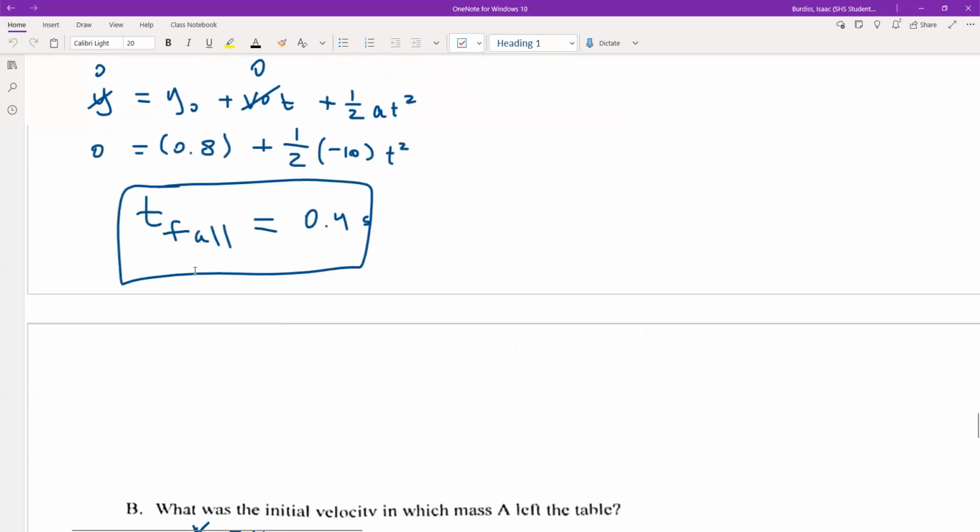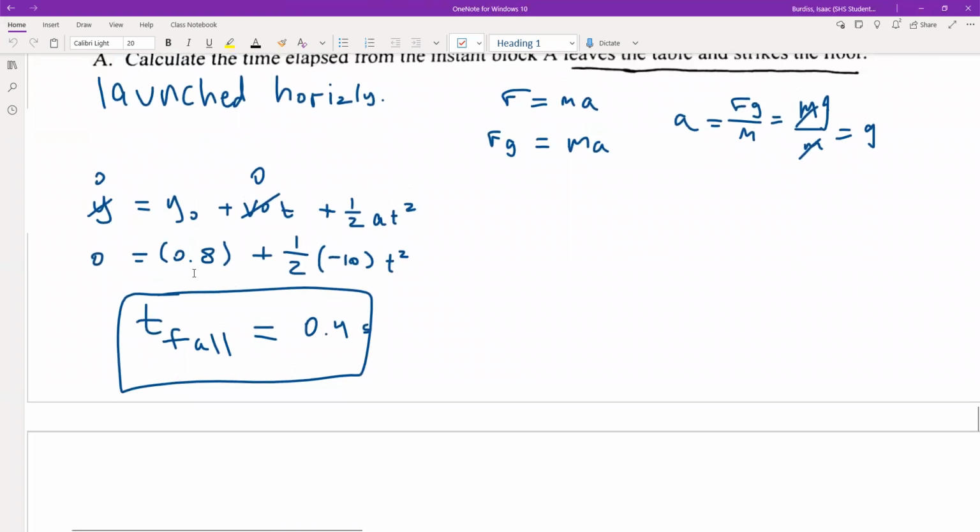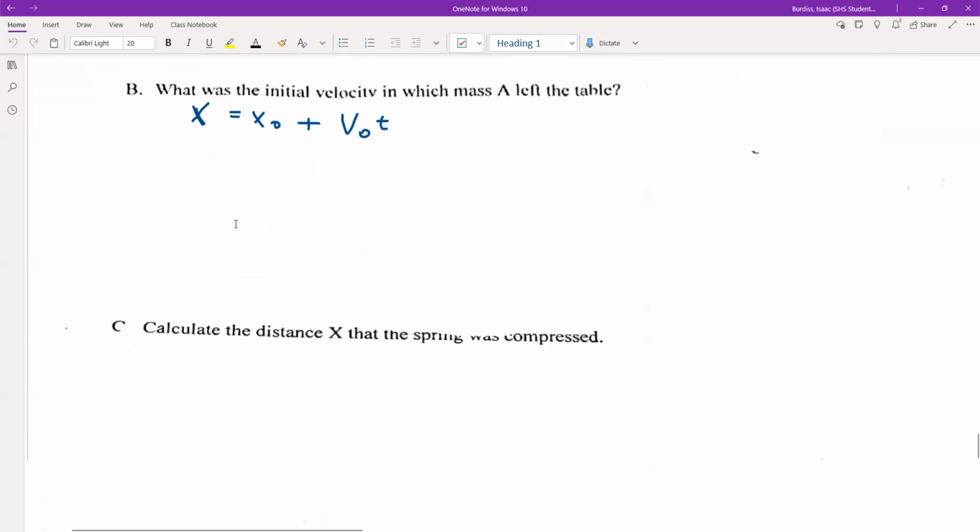This is what I should have explained above here. The reason why our velocity is 0 right here is because it's in the y direction. There is no velocity in the y direction at the top of a horizontally launched thing, only x. So that's what it's talking about right here, x direction. That's important to note. Sorry about that.